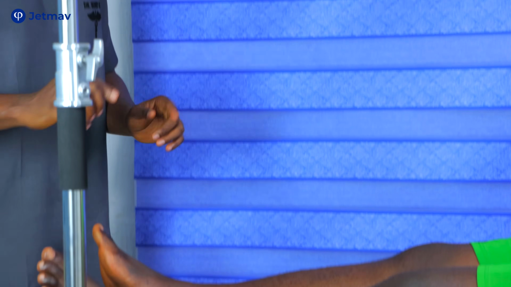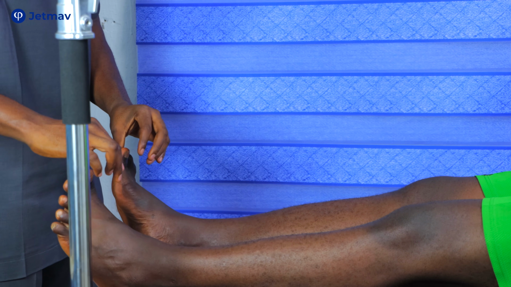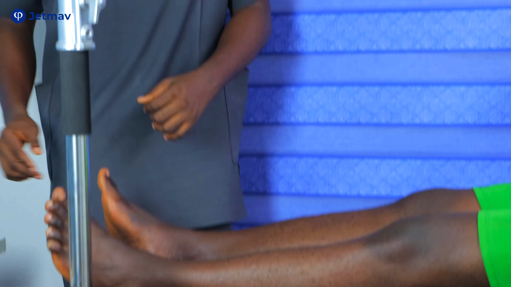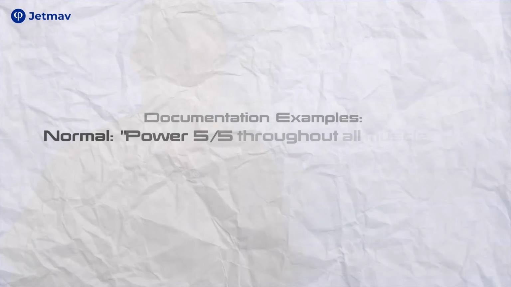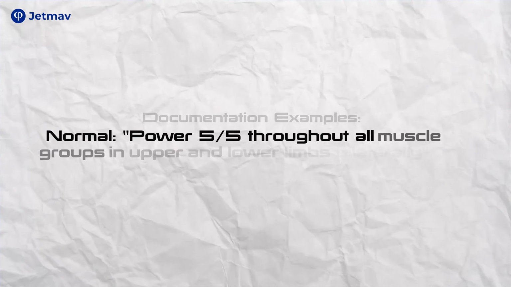Then, sir, can you point your toe towards the up? Don't let me push it down. Good. Push it down. Okay, so with this, we are done with power for both the upper and the lower limb. So as you can see, power is 5/5 throughout all the limbs in all the muscle groups in the upper and lower limbs bilaterally.